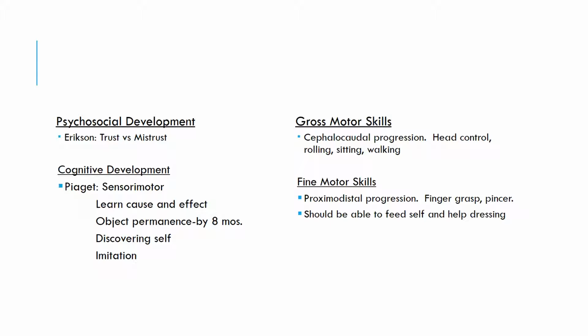Gross motor skills follow a cephalocaudal progression. You need to know what that means. From head to tail. They start with head control first and then rolling, sitting, and walking. Fine motor skills start with the finger grasp and the pincer grasp. There are very tiny indications of this at the newborn age. This starts progressing more as they mature.